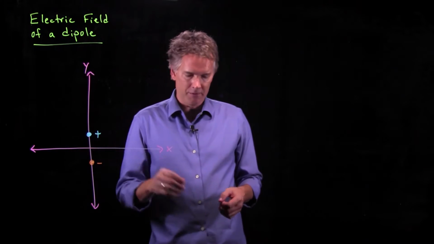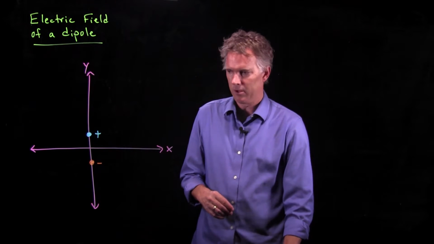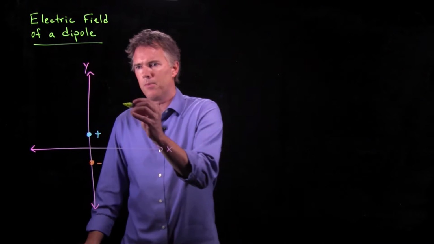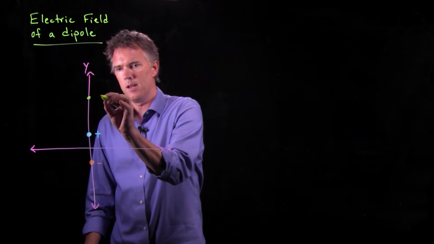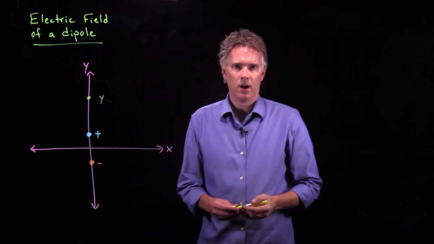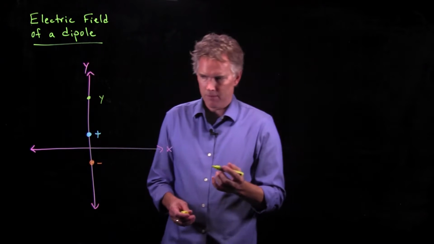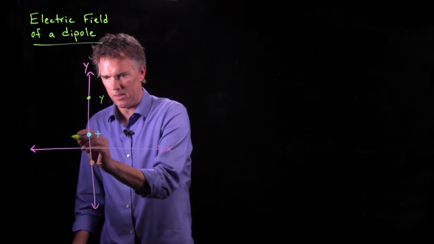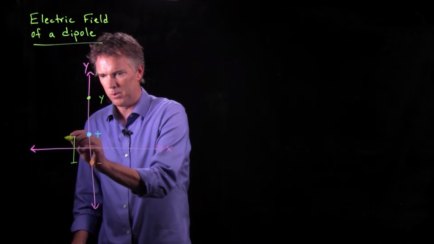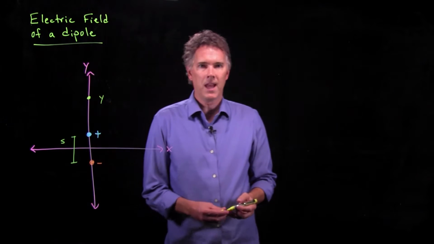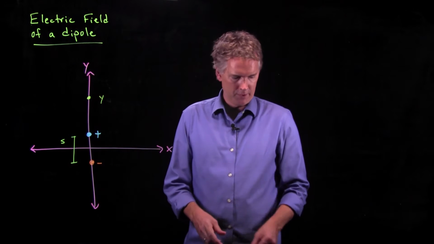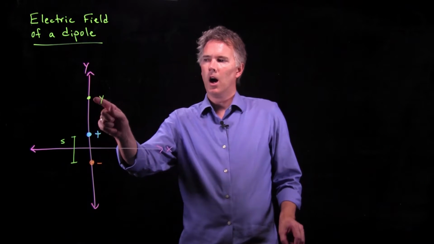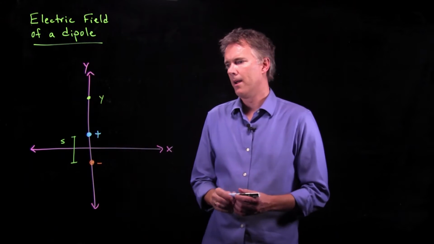Okay, so let's see if we can understand the electric field here. And let's think about the electric field up here at this point right here at a height y above the origin. And let's give this one more parameter here. We're going to say that this distance between the charges is s. So what does the electric field look like up here at the position y?